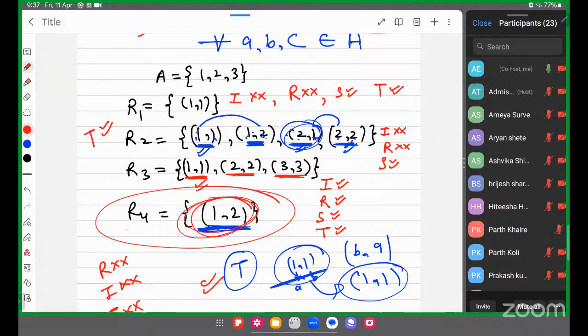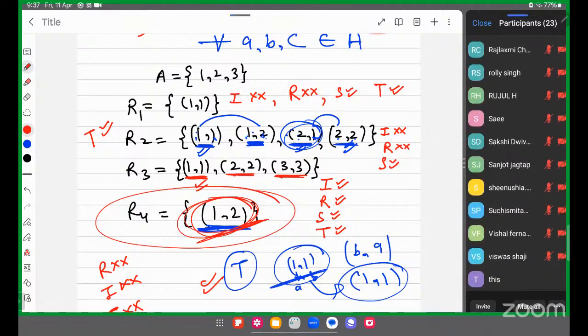This will also be transitive because there is only one single ordered pair separately. Okay. So if we have individual ordered pairs which are not related with itself, which are not related to other ordered pairs, then the relation will be transitive. You have to remember this point actually.